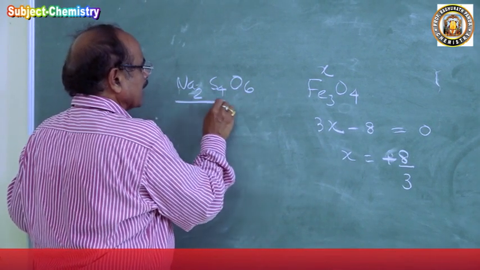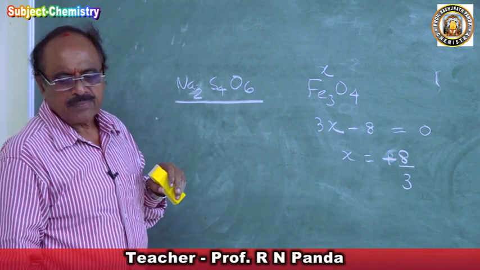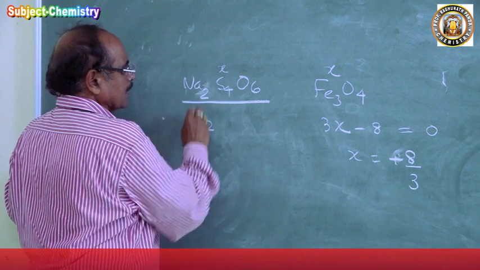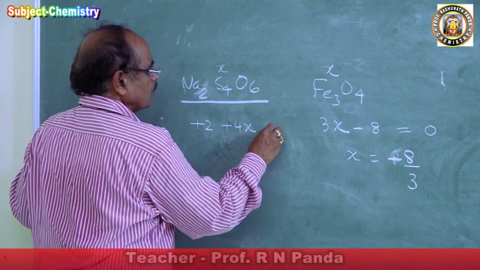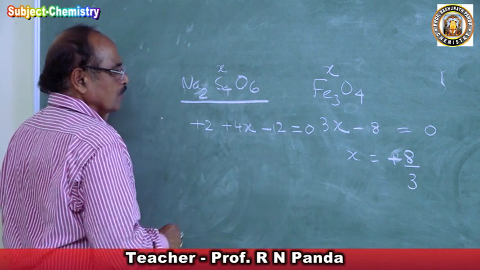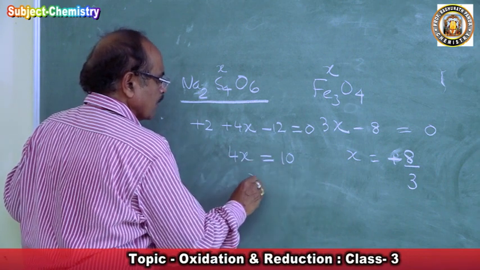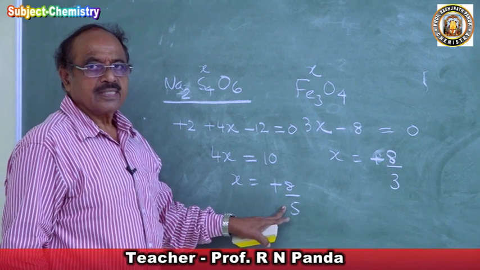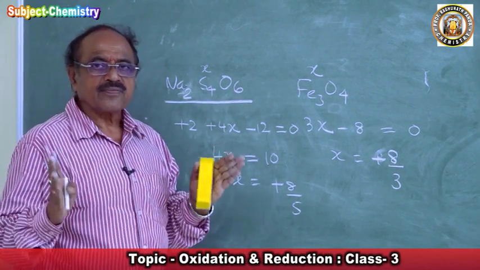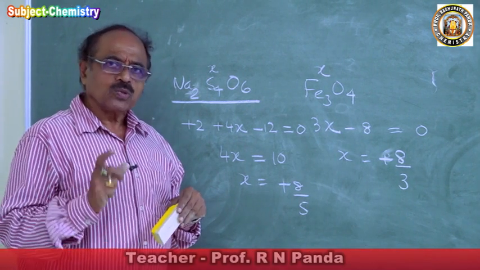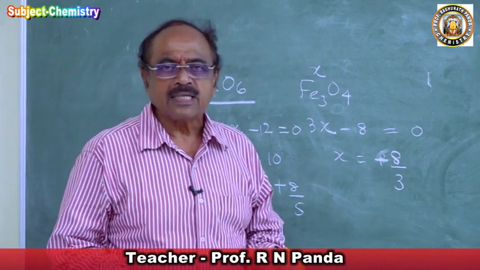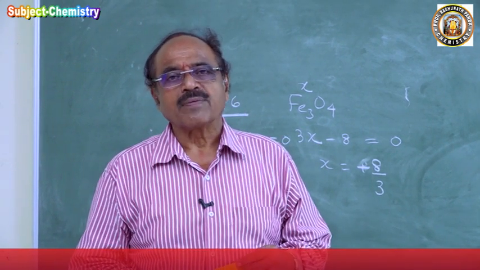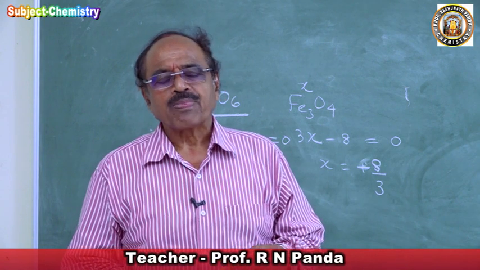Now take Na2S4O6, sodium tetrathionate. Here sodium is +1 each, and we calculate sulfur: 2 + 4x - 12 = 0, so 4x = 10, so x is +5/2. So here the oxidation number becomes a fraction. This is the gulf of difference between oxidation number and valency. Though they appear to be the same, what is the relationship? Valency explains the combining capacity, whereas oxidation number explains the state of chemical combination.